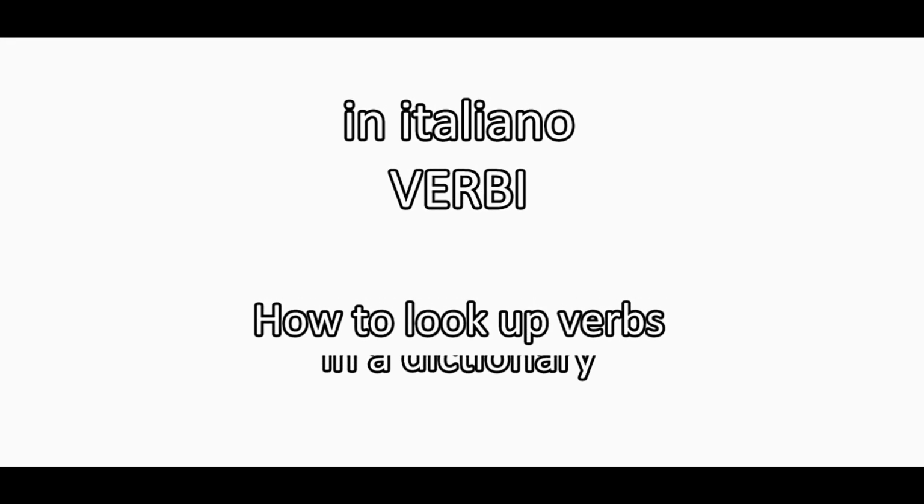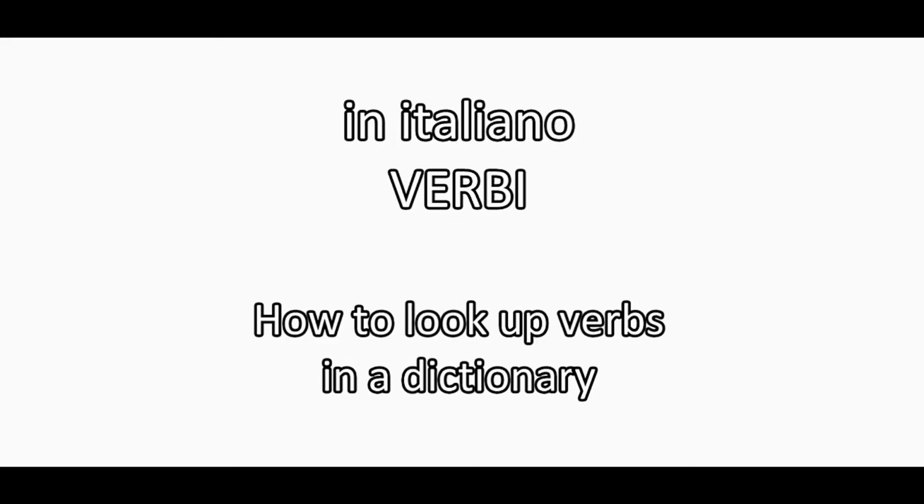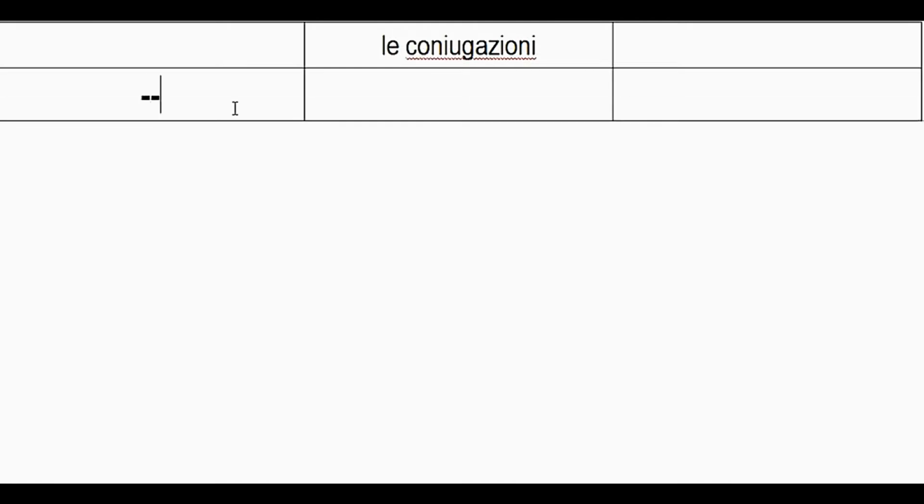In Italiano, verbi. Let's see how to use a dictionary to find Italian verbs. A quick review of the three conjugations in Italian, le coniugazioni. The first conjugation includes all the verbs that end with are in the infinitive. The second, all verbs that end with ere, always in the infinitive. And finally, the third conjugation, the verbs that end with ire.